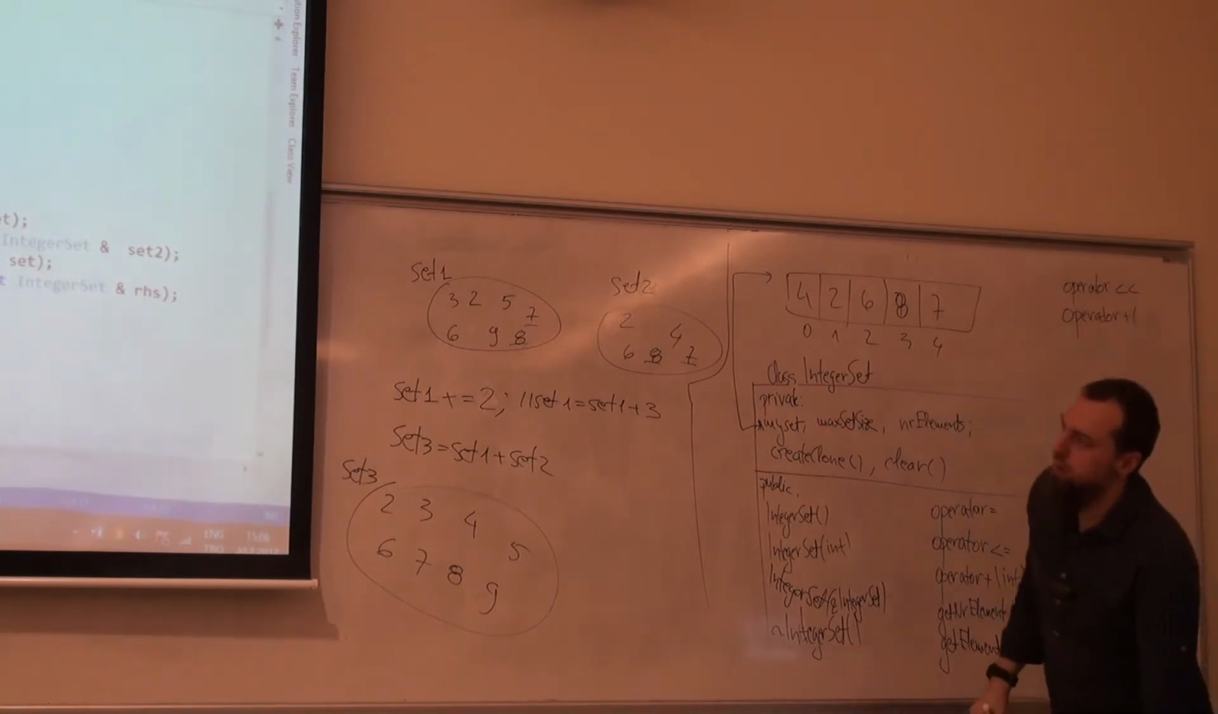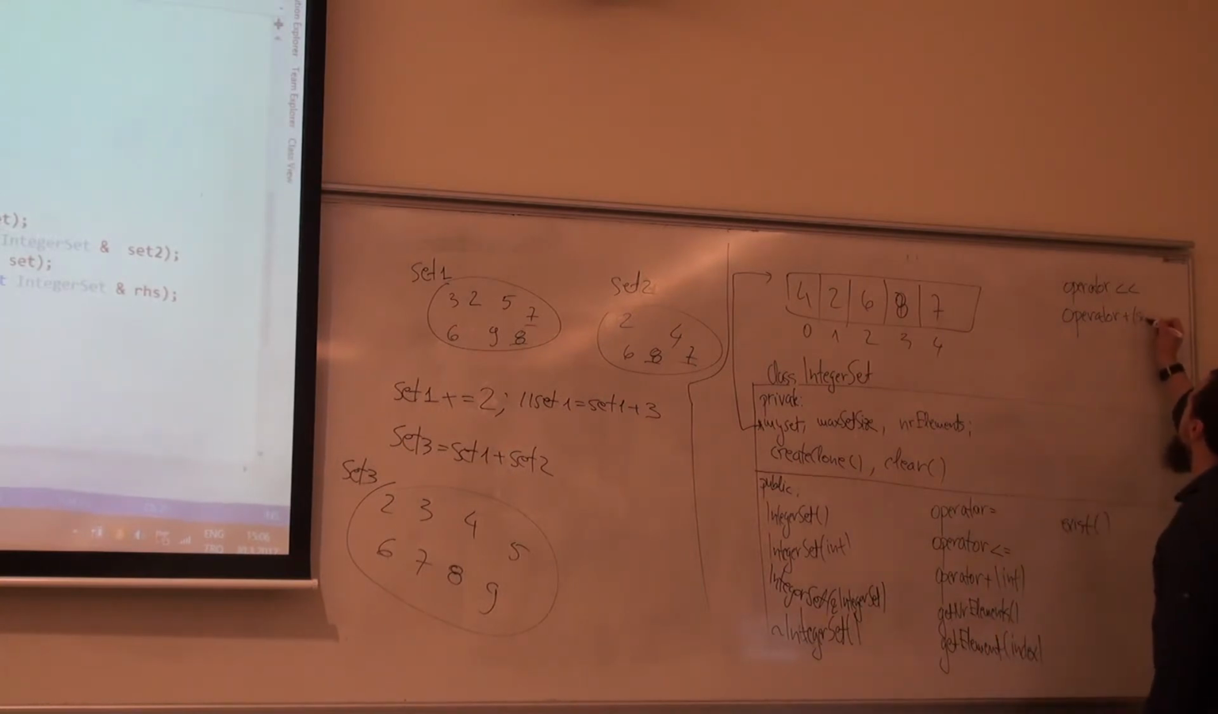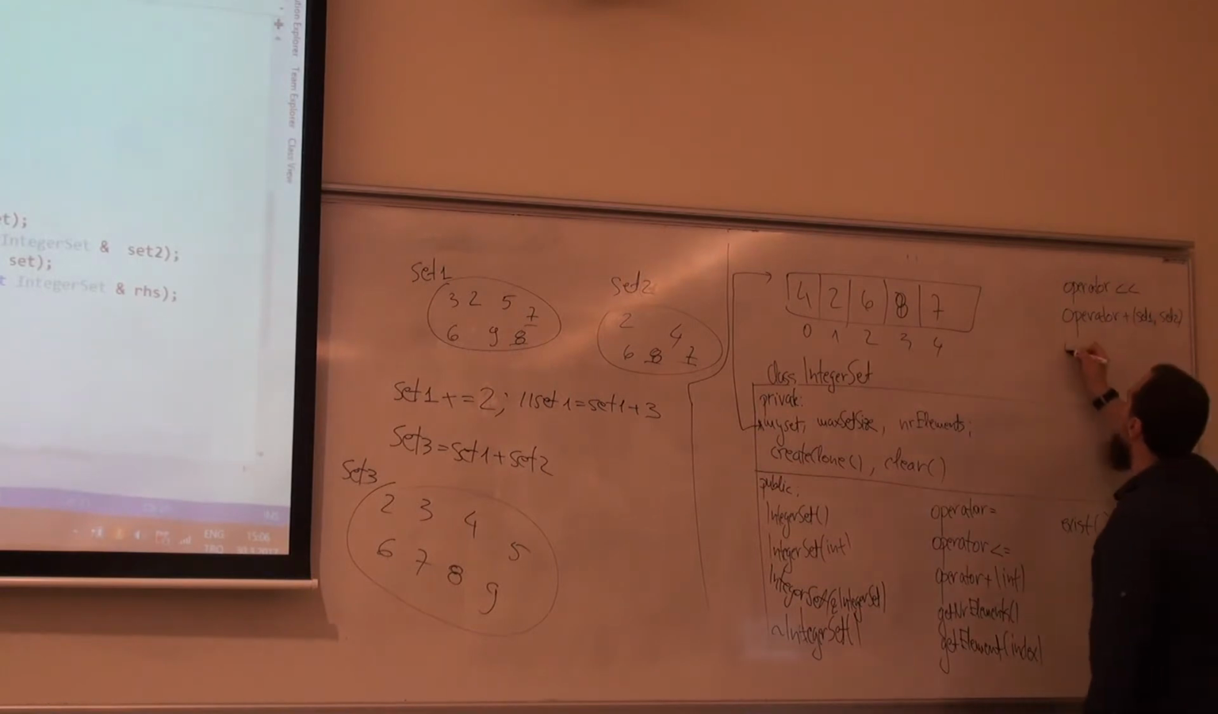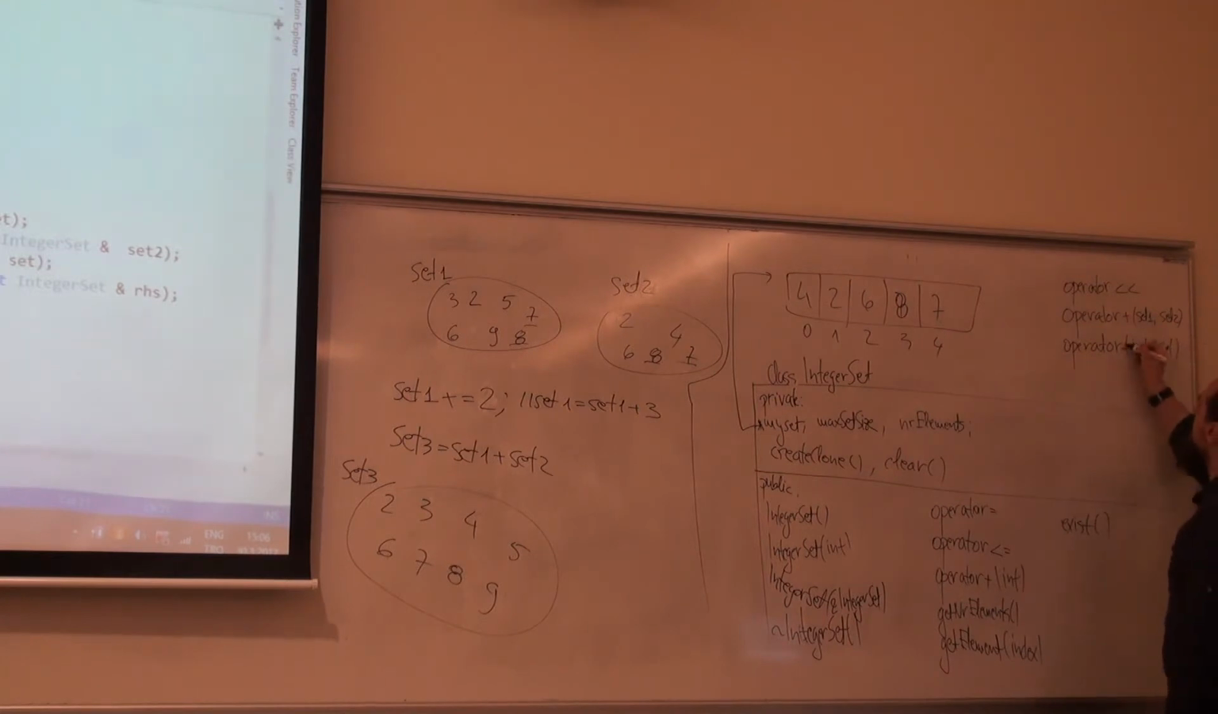This plus takes what? Set 1, set 2. Two sets. I have operator plus again. It takes an integer and a set. Integer, set, basically. So operator plus.